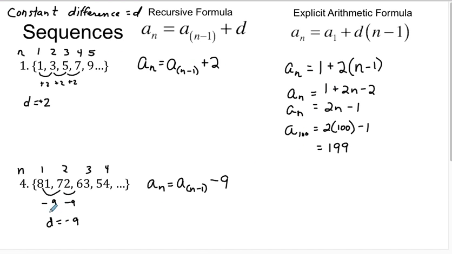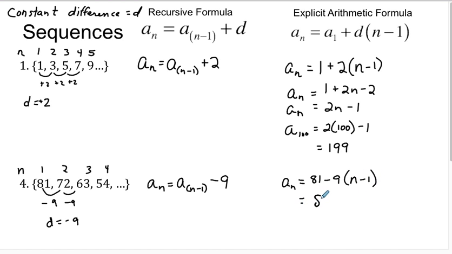Okay. If I take a look at this one, I could write an explicit formula. Again, I'm just interested in, for whatever position I am in the sequence, I'm going to start with my first spot. That's 81. I start with 81. And then I'm going to multiply my common difference by the number of spaces in the sequence minus that first one, because I already have where that first one is. So that's minus 9 times n minus 1.